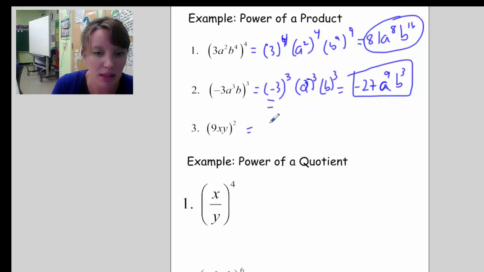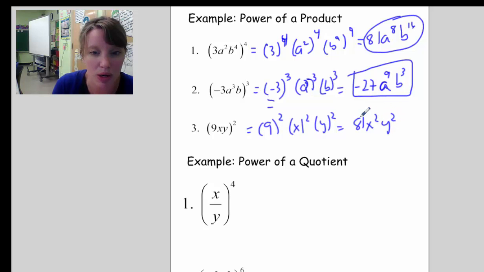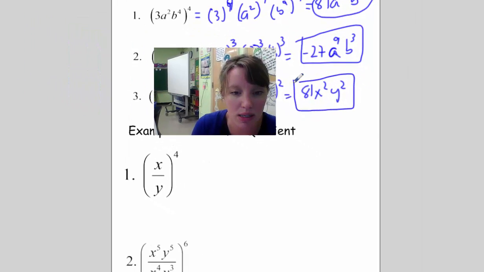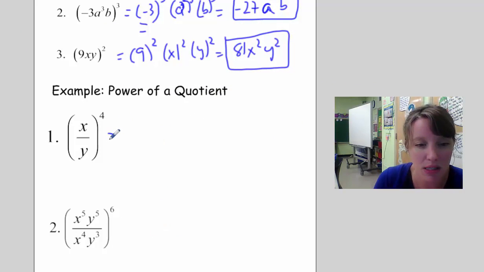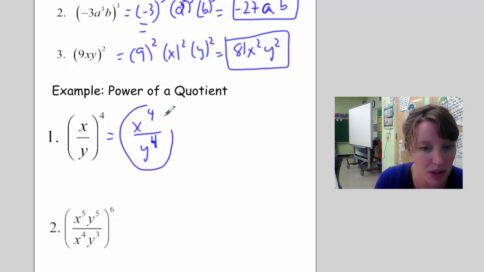Here I take the 9 and I square it. And then I take the x and I square it, and I take the y and I square it. So this just gets 81 x squared y squared. And that's it. Okay. This next one is the power of a quotient. So I just take the power and bring it into each of the factors. It's very easy because there's only one thing in the numerator and denominator here. So it's not that hard.